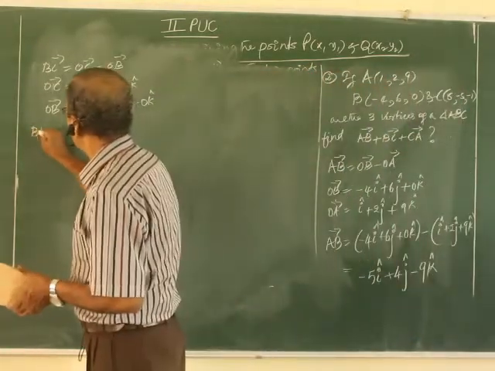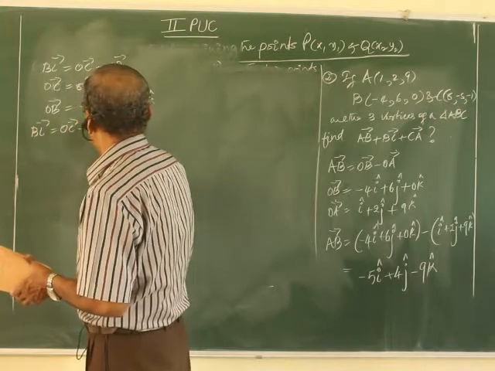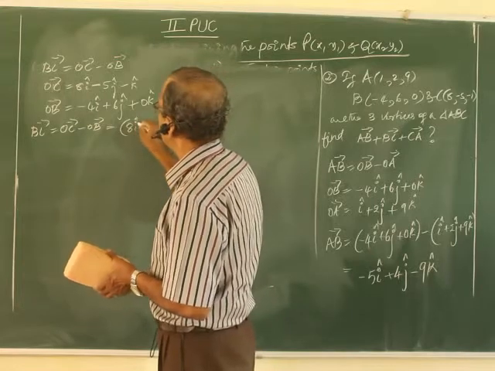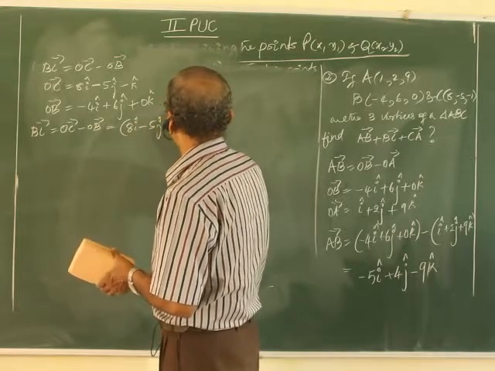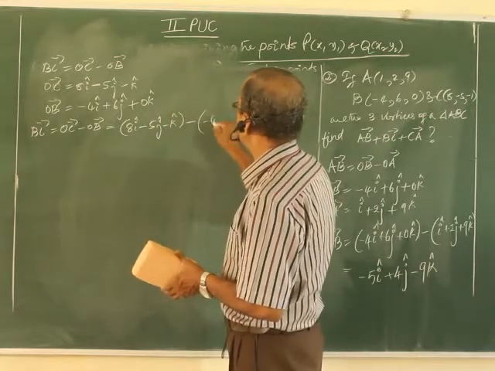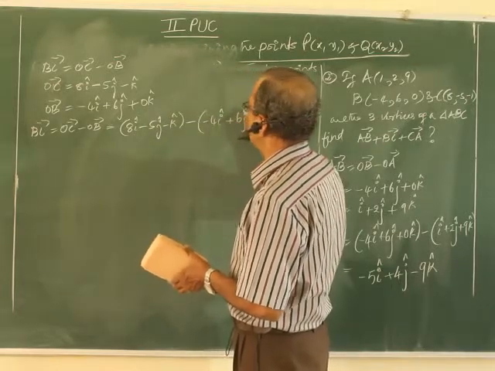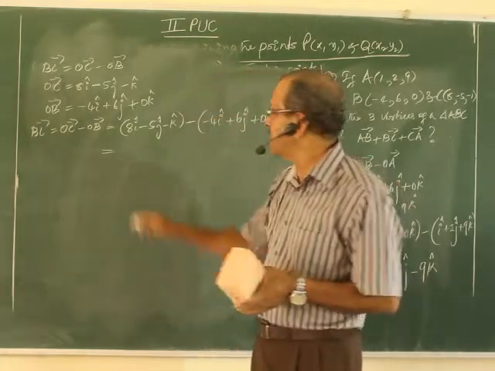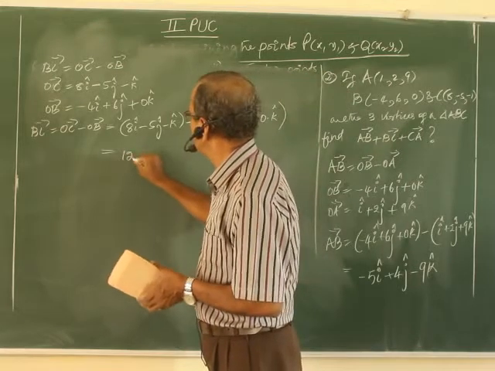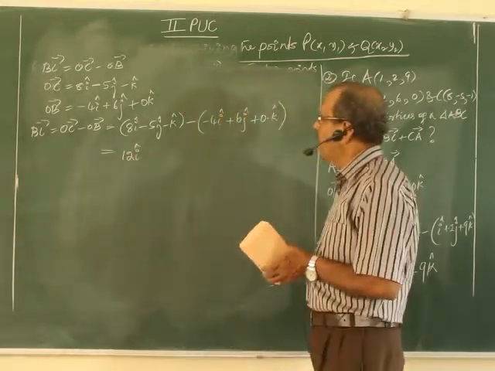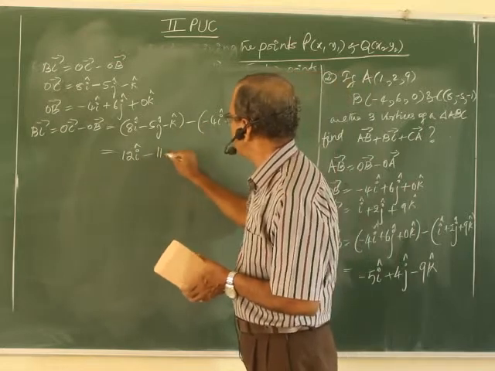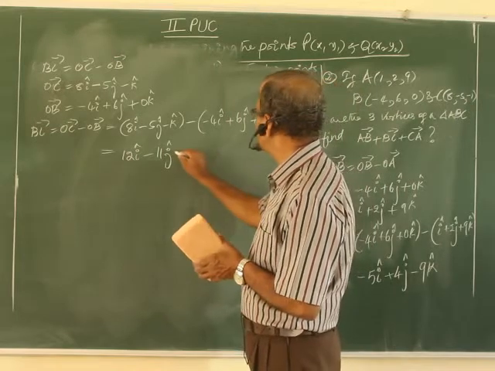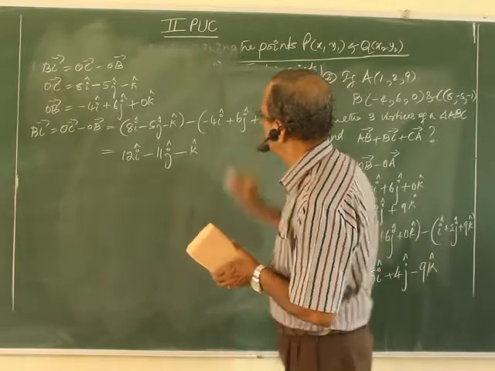Now, subtraction. BC equals OC minus OB equals 8i minus 5j minus k minus (minus 4i plus 6j plus 0k). Let me subtract directly: 8 minus of minus 4 is plus 12i, minus 5 minus 6 is minus 11j, and minus k minus 0, so minus k itself.